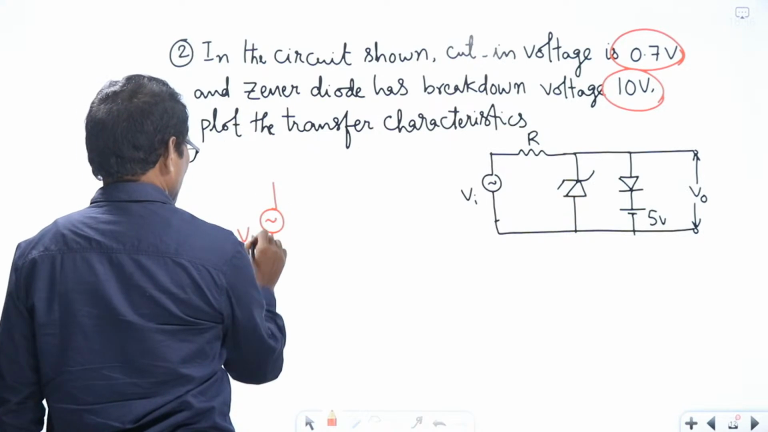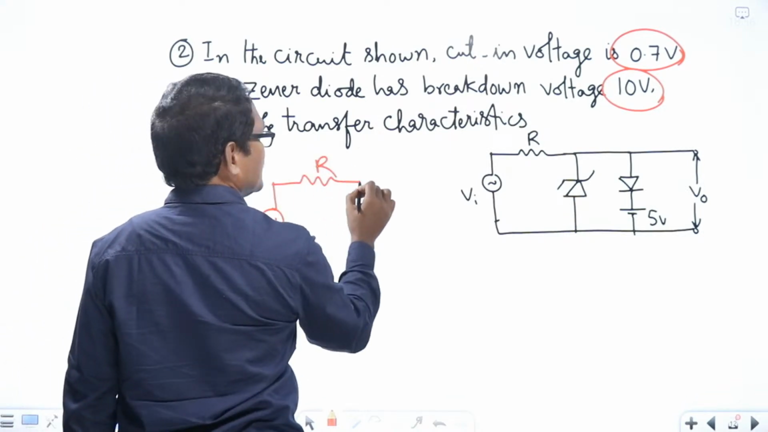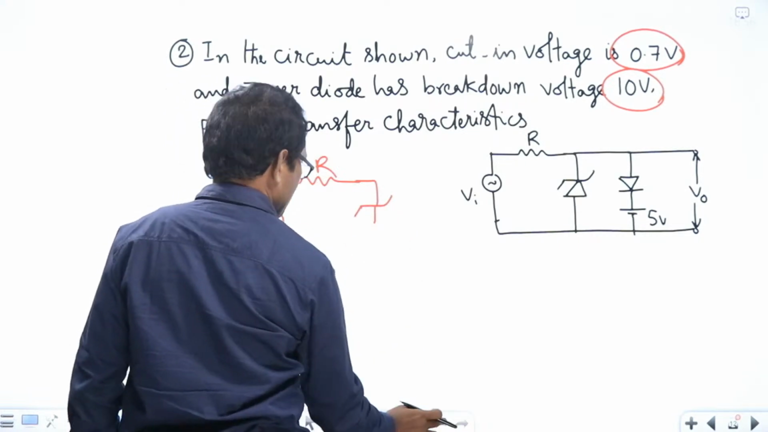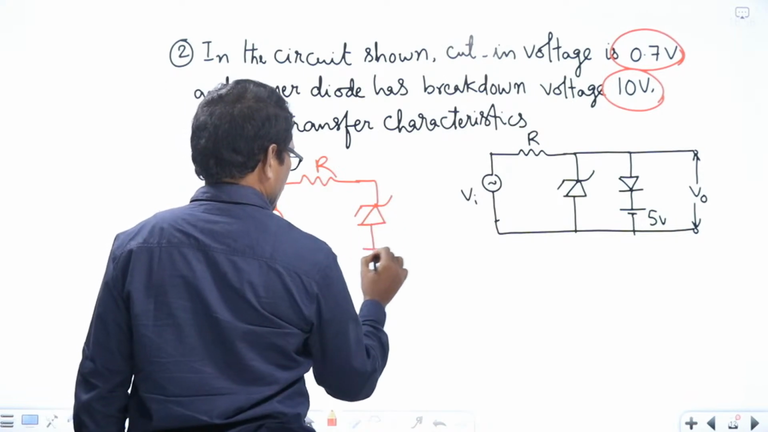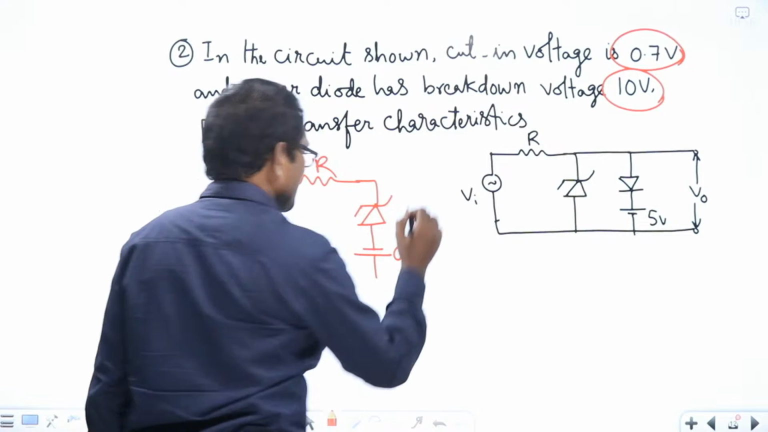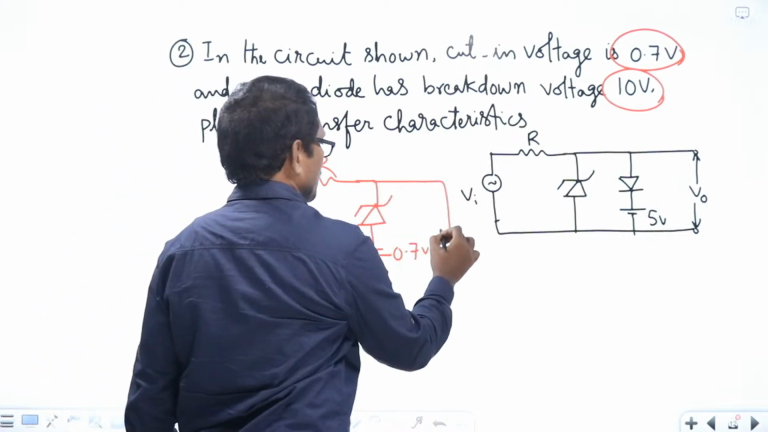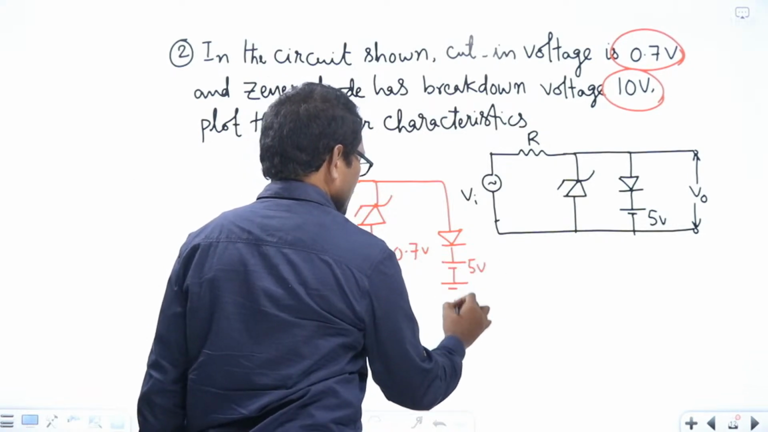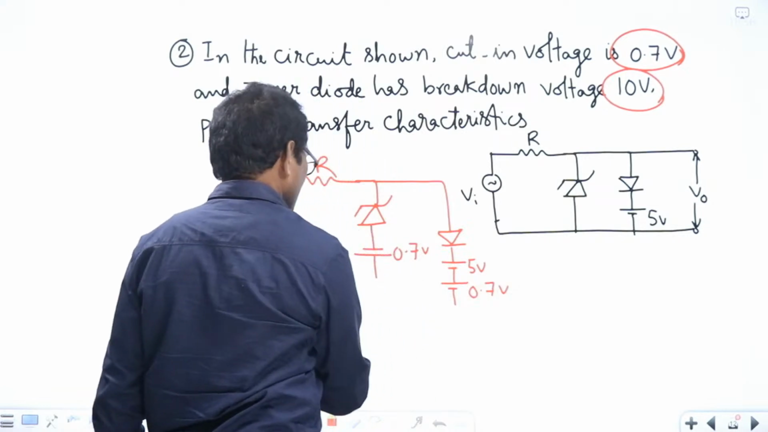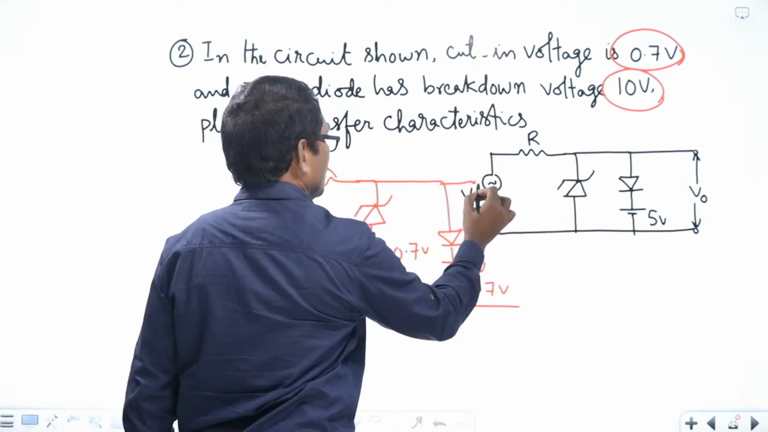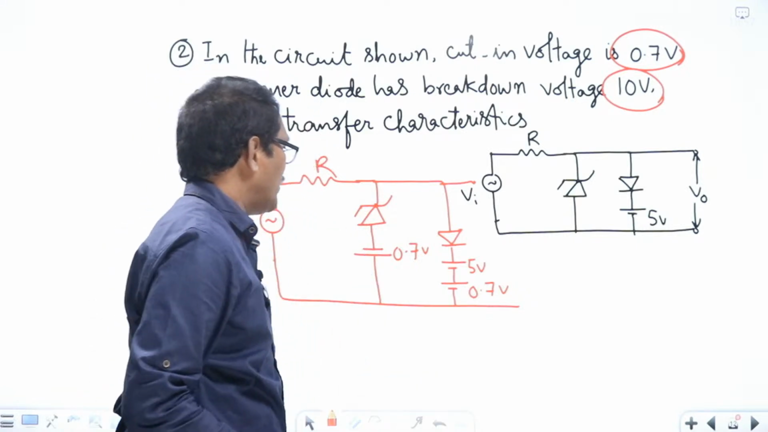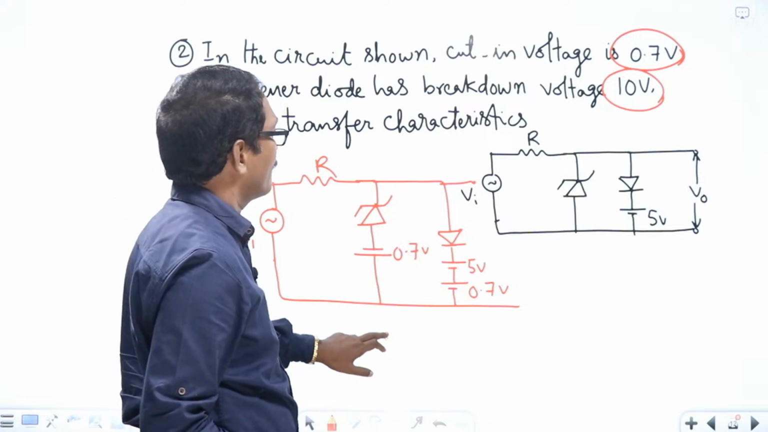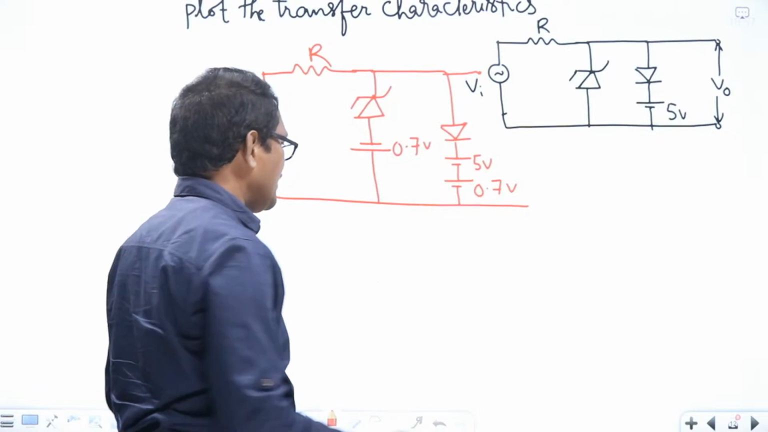So this is the input voltage and series resistance. 0.7 volts is placed in series with the Zener diode. Similarly, the normal diode is also a practical diode, and hence this is 5 volts, and 0.7 volts is placed in series with the diode because it is a practical diode. Have you understood this? Now let us see the different conditions.